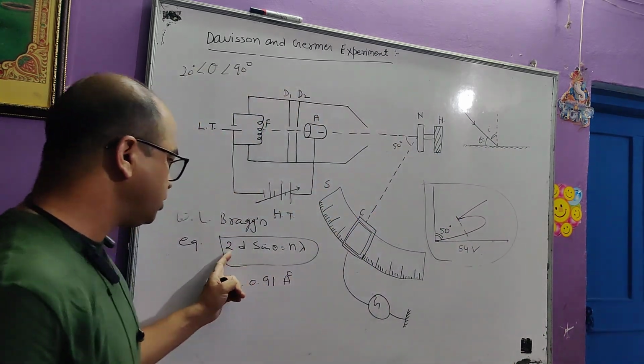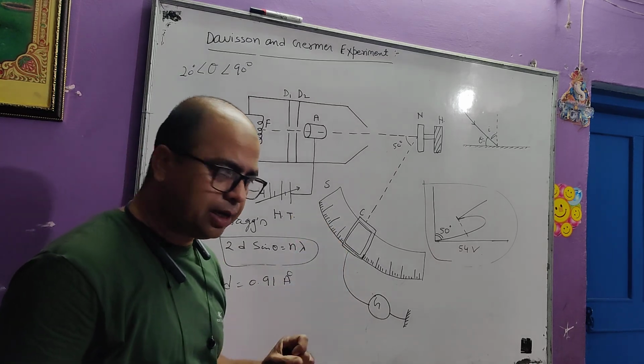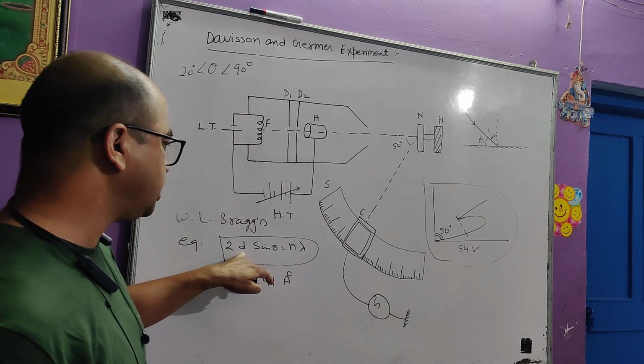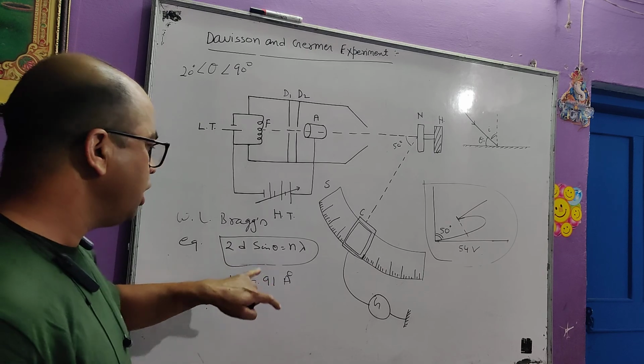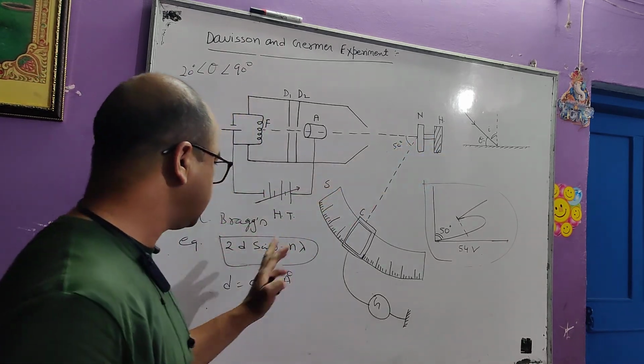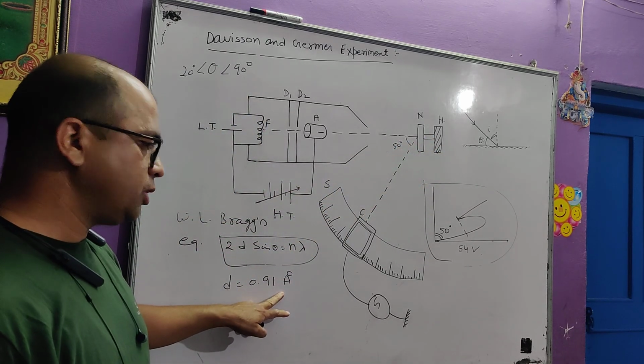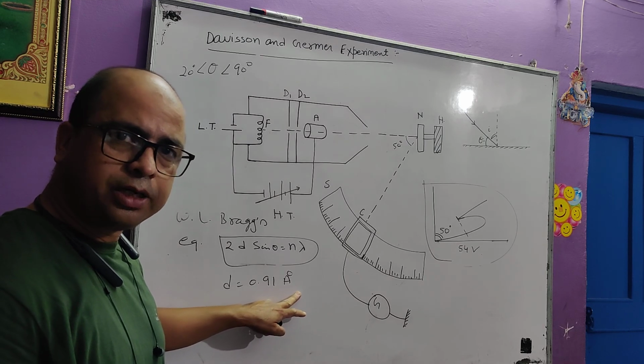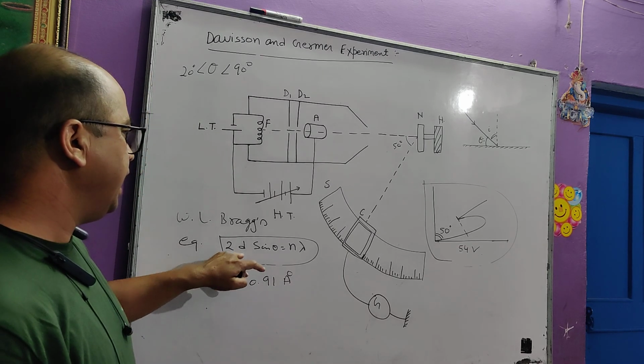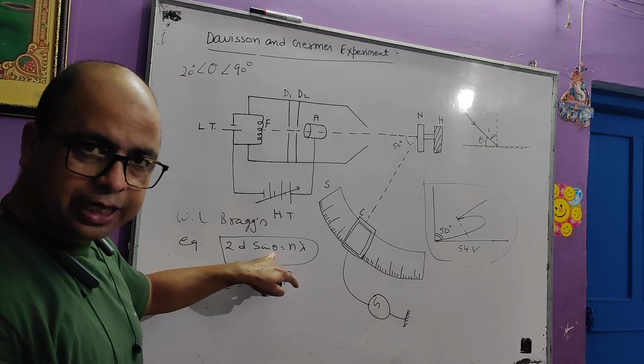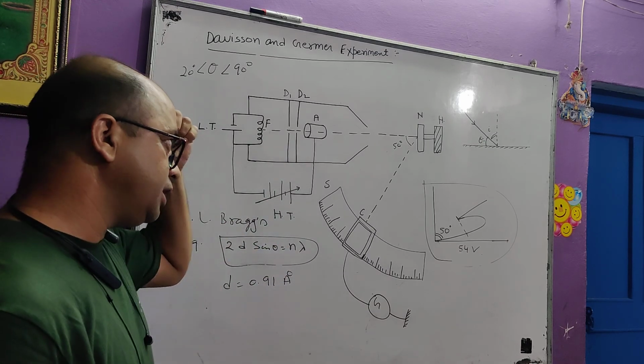In this equation, 2d sin theta equals n lambda, which is Bragg's equation, d is the interplanar spacing. For nickel crystal, the interplanar spacing is 0.91 angstrom, as noted experimentally. And theta is the grazing incidence. What will be the grazing incidence?